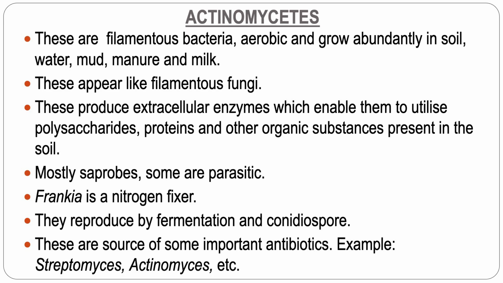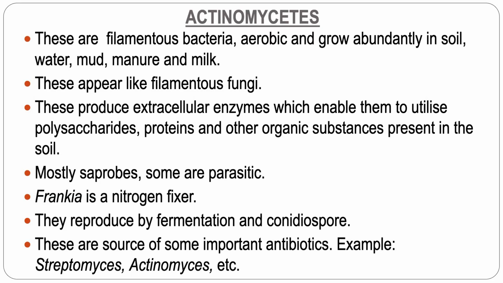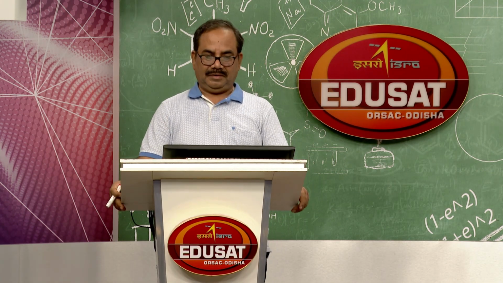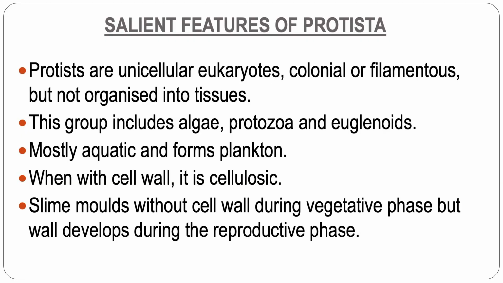Frankia is a species which is known as a nitrogen fixer. They reproduce by conidiospores, and they can bring about fermentation. These are the source of some important antibiotics like Streptomyces, Actinomyces, etc. With this, we have completed the salient features of the group Monera. Then we shall come to the salient features of Protista.